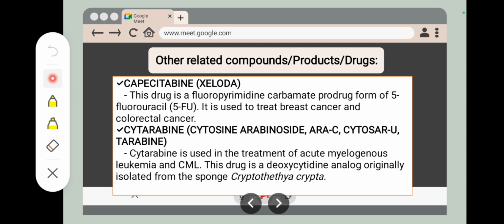Next drug is known as cytarabine, or also known as cytosine arabinoside, ARA-C, or Cytosar-U. And this drug is used for the treatment of acute myelogenous leukemia and CML. This drug is a deoxycytidine analog, originally isolated from the sponge Cryptotheca crypta.